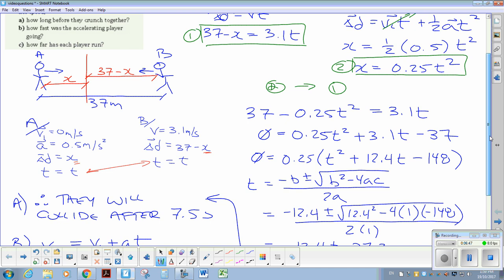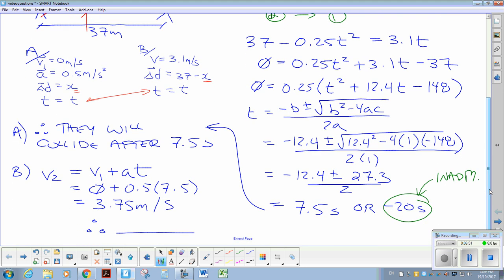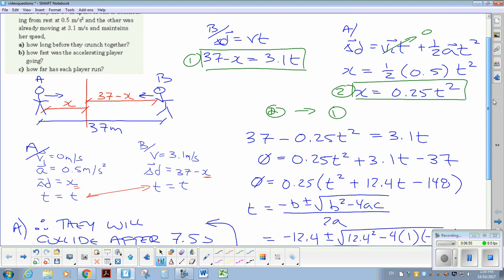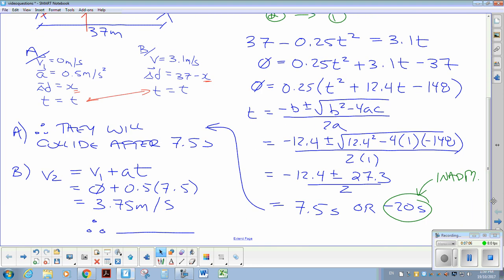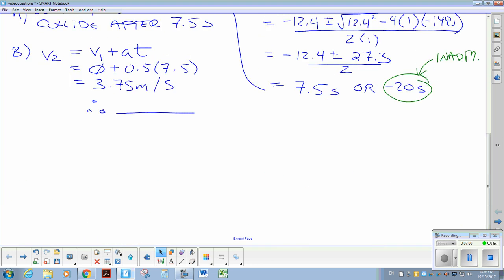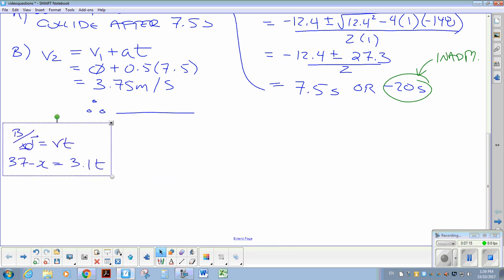C part: how far did each player run? So we need to find X. You can pick any of the formulas now. If you look back up here, I hate squeezing, so I'm going to copy it and take it down here, extend my page a bit. Nope, didn't want to do that. Paste.